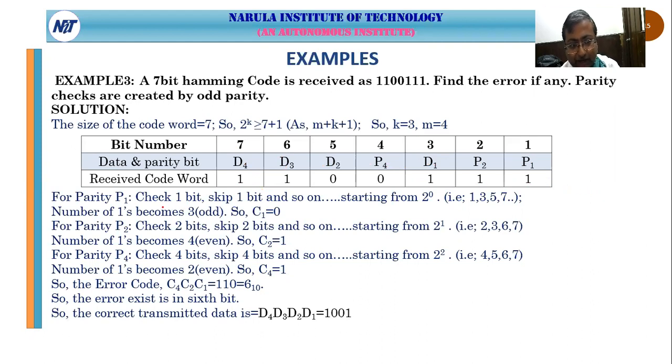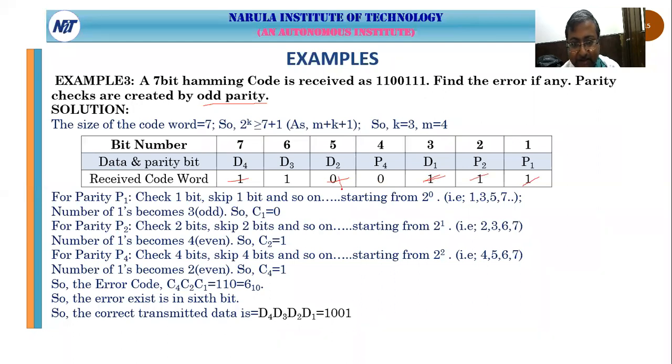Now check the P1. P1 means positions 1, 3, 5, 7. So 1, 3, 5, and 7. How many ones are there? 1, 2, 3. Clear? So 3 ones are there. This is odd parity, so there is no error. So obviously the C1 will be 0. There is no error.